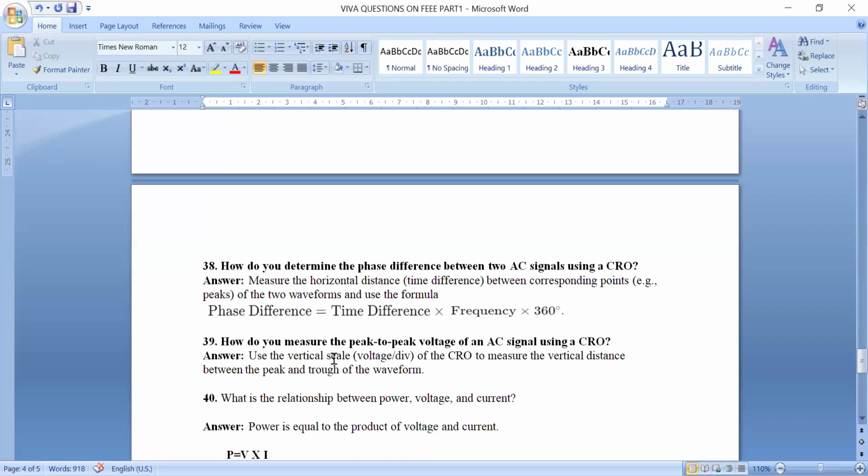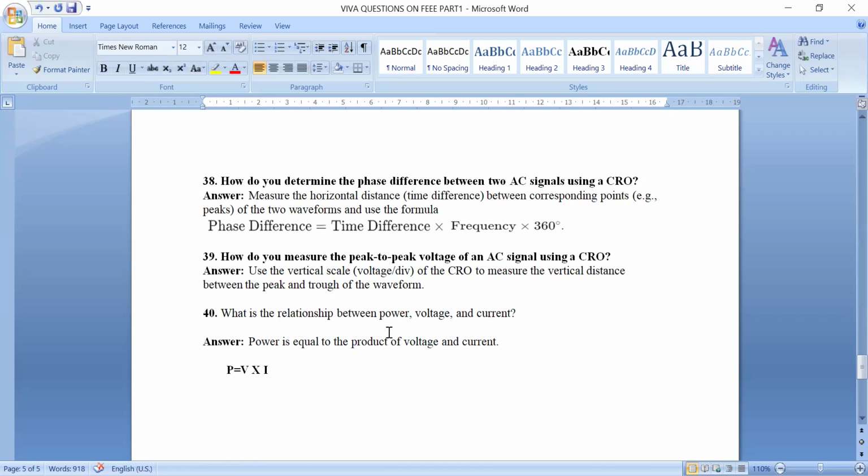How do you measure the peak to peak voltage on a CRO? First you should set the volt per division knob, that is the vertical scale, of the CRO to measure the vertical distance between the peaks. Between the positive peak and negative peak, measure the total number of units covered on the CRO, and that value you multiply with the volt per division knob. You will get the total peak to peak voltage of the AC signal.